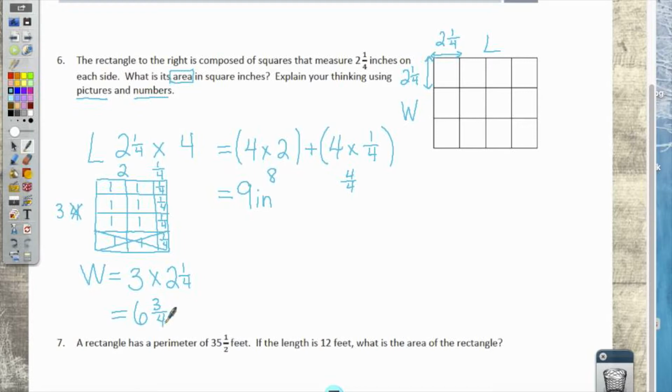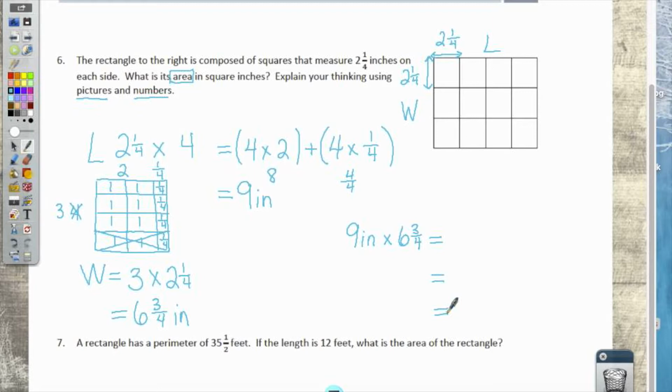Okay, and am I done? Because it says what is the area. Yeah. So now how do I put it together, not add it? What's area? You have to multiply. Multiply it together, okay? This is complicated. So I'm going to do 9 inches times 6 3/4 inches equals.